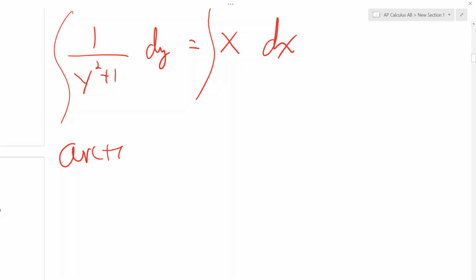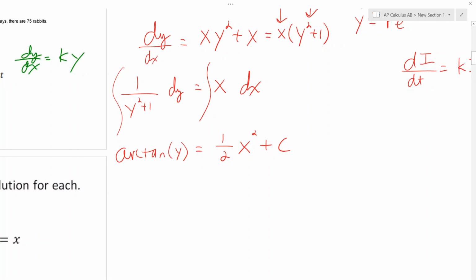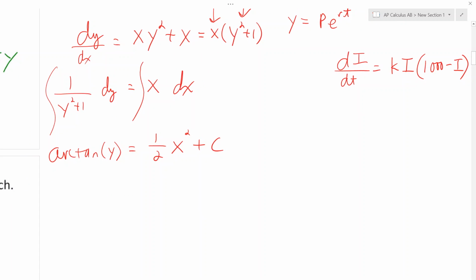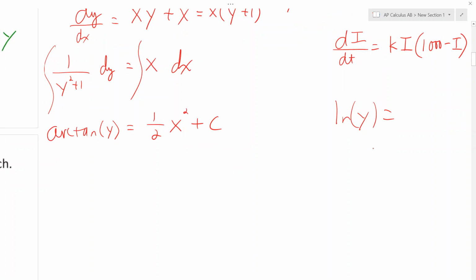This is arctan of y equals 1 half x squared plus c. And our goal is to get y by itself. So we need to know what undoes arctangent. If it was square root of y equals something, what would I do? I'd square it, right? That's what undoes it. If it was ln of y equals something, I would raise it to e to a power, which is how you get rid of an ln. If it was y plus 4 equals something, I would subtract 4 because subtraction kills addition.